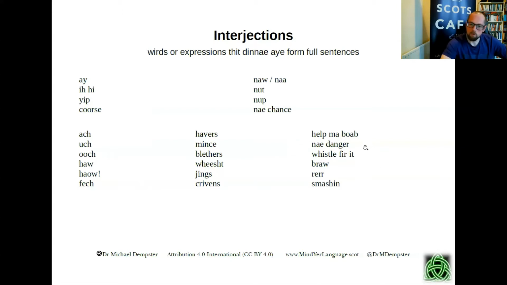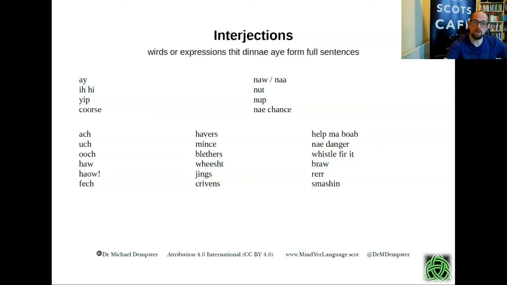Then phrases like no danger, you're going up the road. Oh, no danger, you did that, that kind of thing. I can't believe that you did that. No danger. Whistle for it, that kind of thing, where you would say whistle for it if somebody wanted something and wasn't getting it. So you say, aye, whistle for it. And then there's other ones like approval: braw, rare, smashing, that kind of thing.